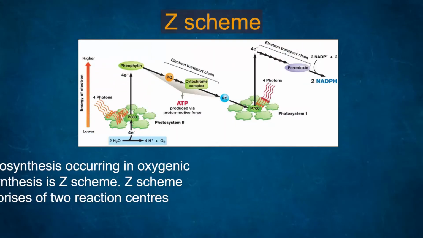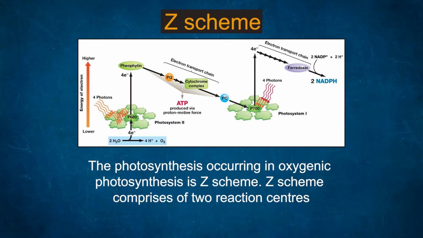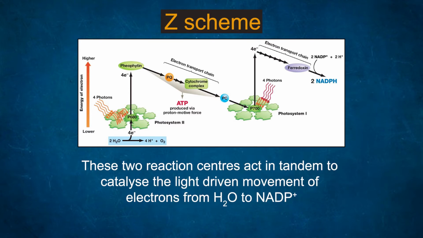So what is the Z scheme? The Z scheme is basically the electron transport chain, the flow of electrons occurring between the two photosystems with the help of mobile electron carriers. Let us look at the Z scheme which occurs in oxygenic photosynthesis. The Z scheme comprises two photosystems. These two photosystems act in tandem to catalyze the light-driven electron transfer from water molecules to NADP+. NADP+ is the electron acceptor and water is the electron donor.